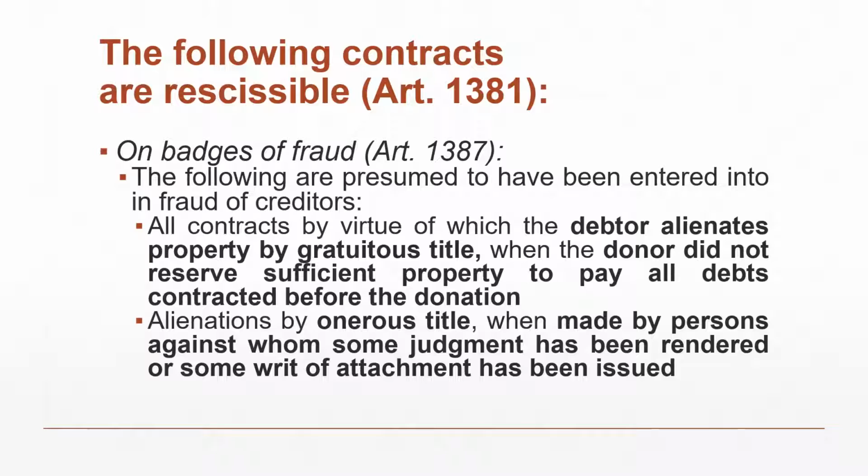Now, alienations by onerous title when made by persons against whom some judgment has been rendered or some writ of attachment has been issued. So, for example, a case for specific performance filed by the creditor against the debtor. The court ruled in favor of the creditor. The court told the debtor, pay up.